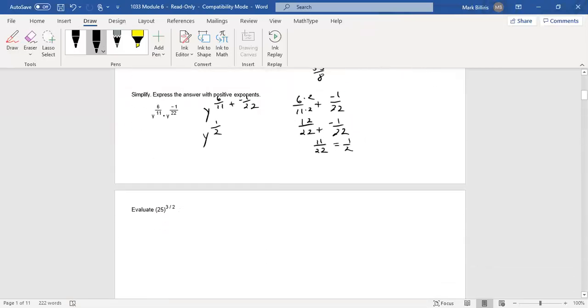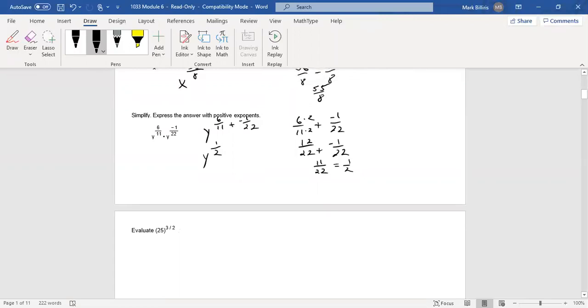Our next example, we're evaluating 25 raised to the 3/2 power. So we're going to use the power rule here. But before we do that, we want to break our base down into prime factorization. We're going to use prime factorization a lot in this unit. So we're going to take 25 and use a factoring tree and break 25 down into a product of primes. So 25 is 5 squared. We're going to rewrite 25 as 5 squared raised to the 3/2 power.